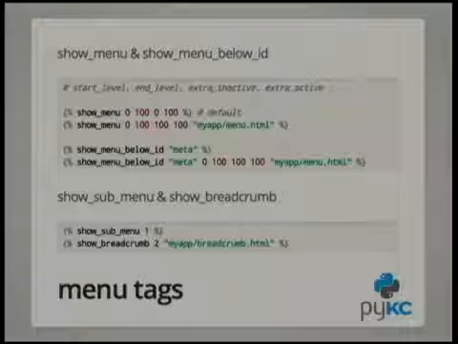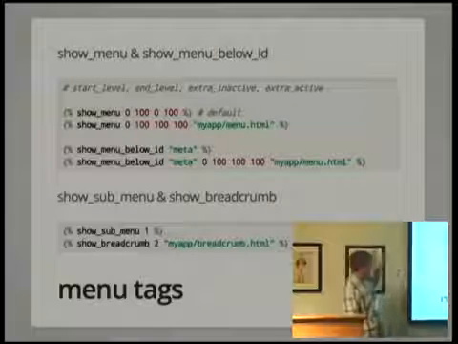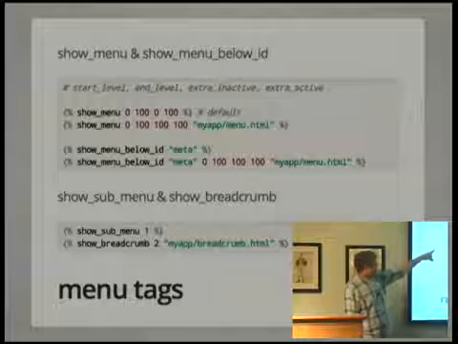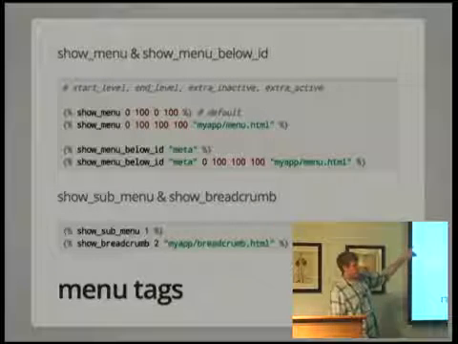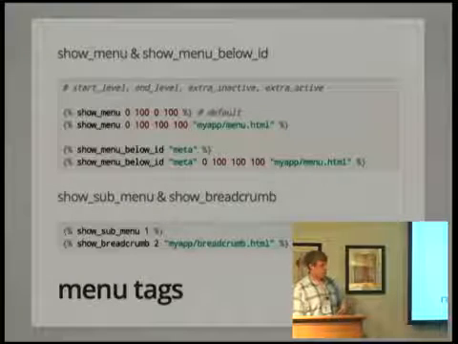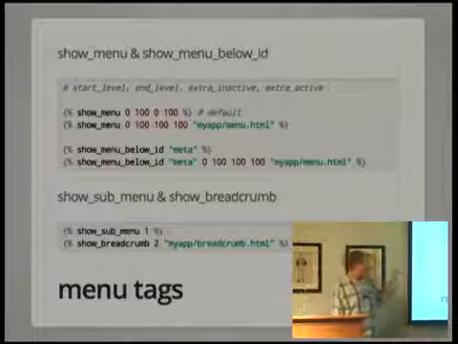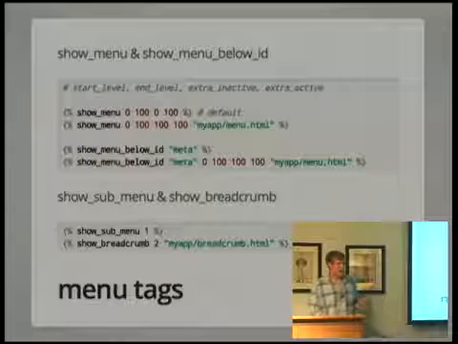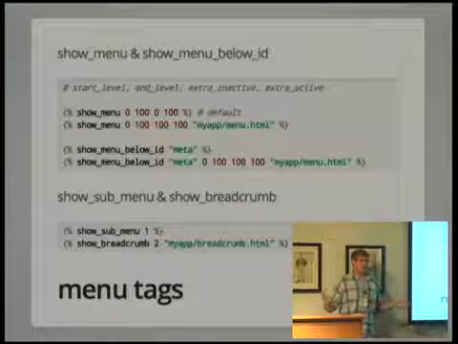So menu tags. You saw one in the template example. So show menu is the one you're going to use the most. That first one, that's the default parameters there. So the first one is start level. So what level in the menu do I want to start at? End level, how many levels down? Extra inactive is how many nodes do I want to show outside of the active tree?